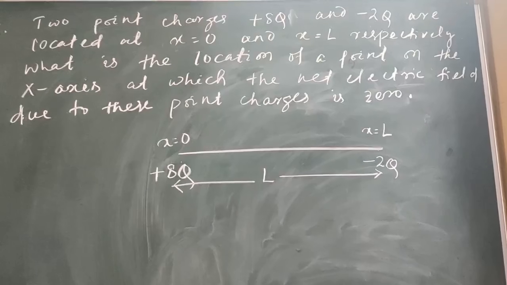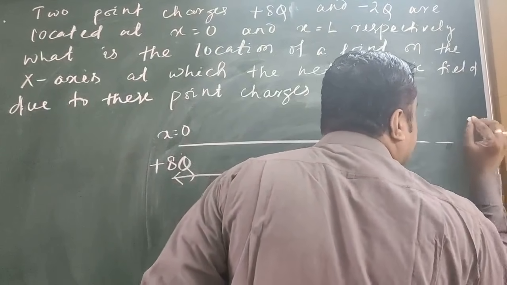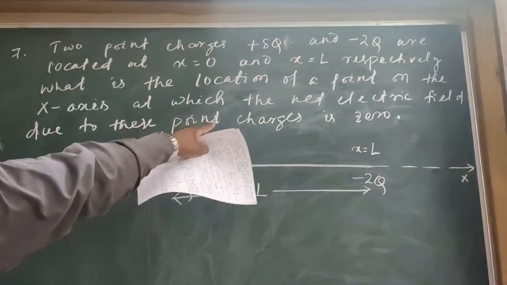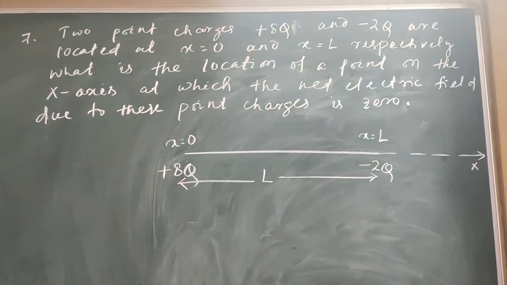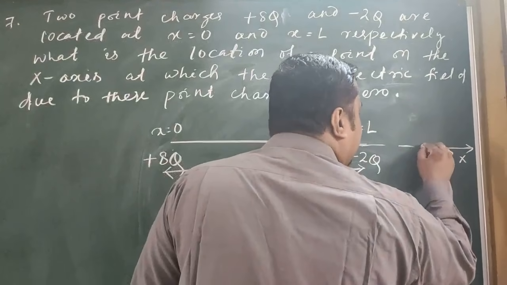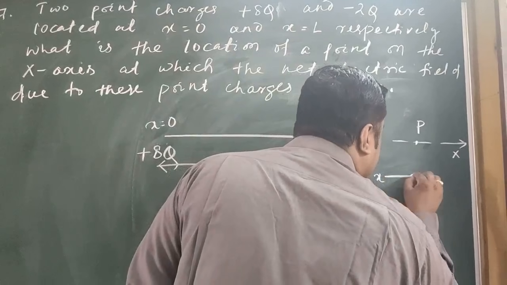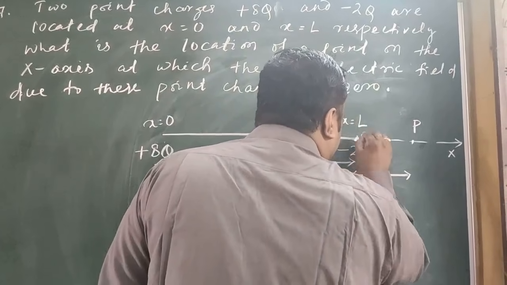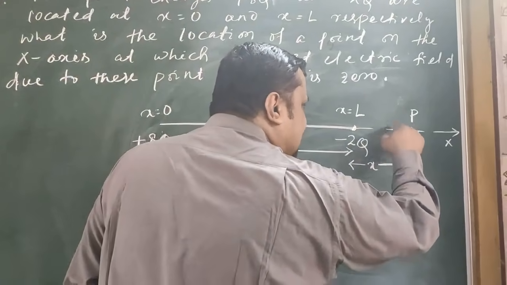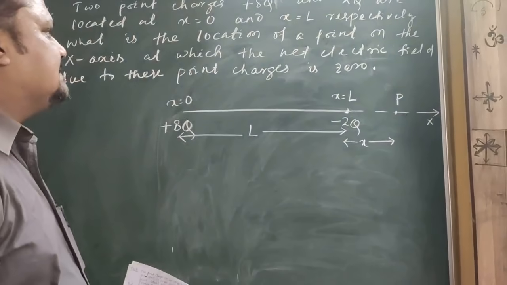What is the location of a point on the x-axis? Because they are on the x-axis. This is my x-axis. What is the location of a point on the x-axis at which the net electric field due to these point charges is 0? Let us consider a point P, which is at a distance of x from the charge minus 2Q. Why have I considered this point P outside the line joining the two charges?